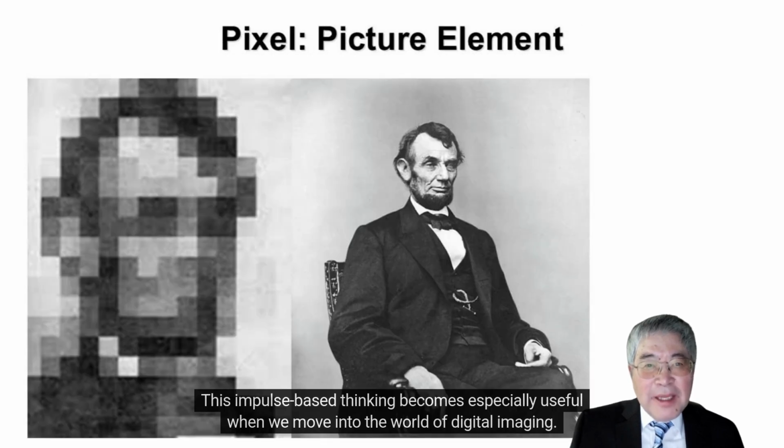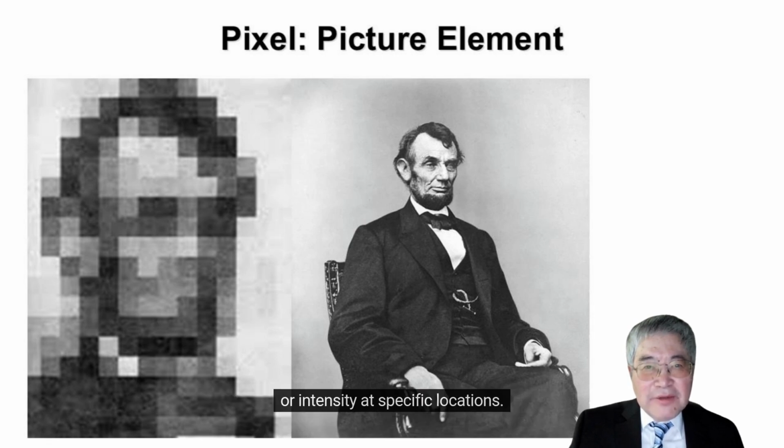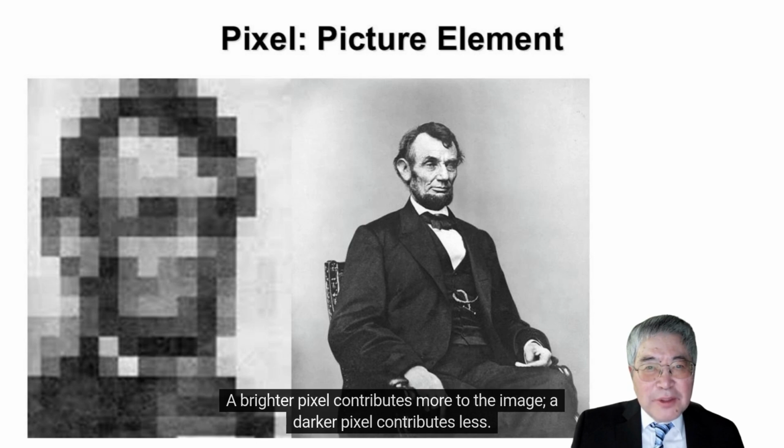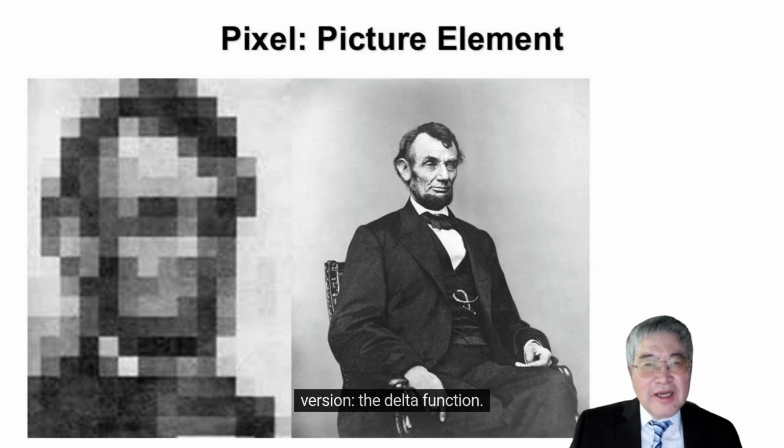This impulse-based thinking becomes especially useful when we move into the world of digital imaging. When you capture a picture, what you really get is a grid of pixels, discrete samples of brightness or intensity at specific locations. Each pixel can be thought of as a weighted impulse. A brighter pixel contributes more to the image, a darker pixel contributes less. And when the pixel size gets smaller and smaller, approaching 0, you begin to approach the continuous version, the delta function.